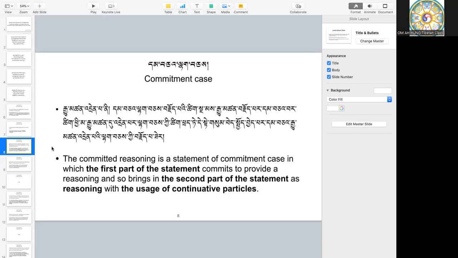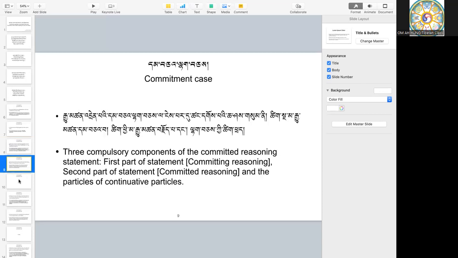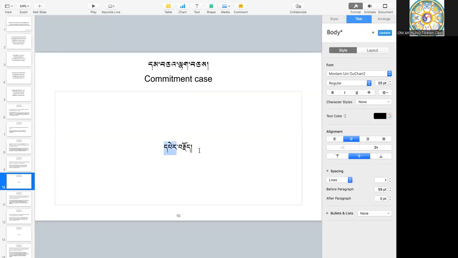So the first part, in which a claim has been made, commits to provide reasoning for its claim. And this committed reasoning comes in the form of the second part of the statement, which is connected by the continuative particle. Okay, so let me first provide an example.